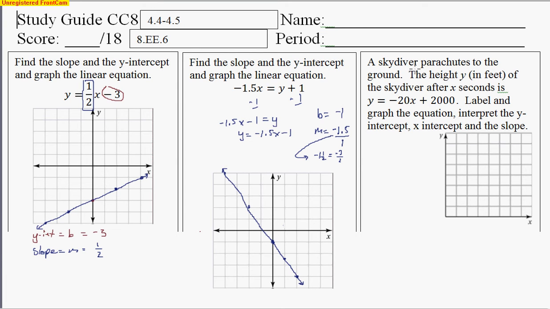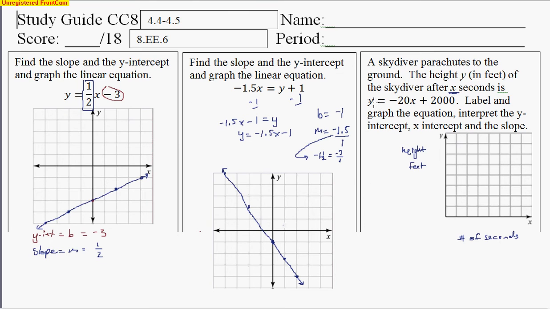Taking a look at our next problem, it says a skydiver parachutes to the ground, the height y in feet of the skydiver after x seconds. Well, that helps us right there because it tells us what x should be. X should be number of seconds. And then we have the y value, and y is represented by height. So I'm going to end up putting the height along the y-axis, and the height is in feet. And so it's always nice to know what units they're dealing in. And now we want to figure out what values we should end up using for our intervals. And so I'm going to do that by taking a look at the intercepts.